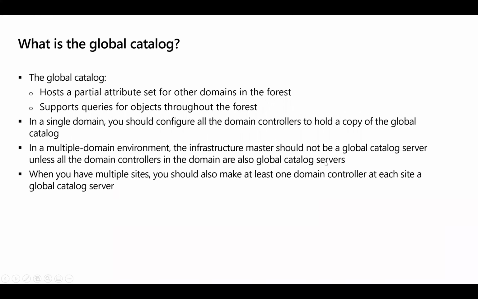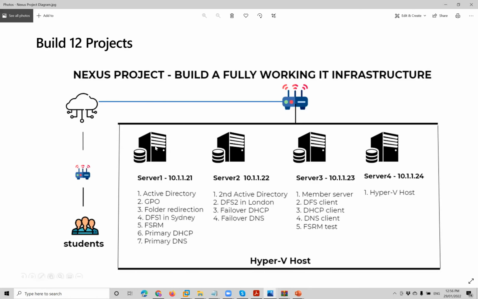Next is the global catalog. The global catalog hosts partial attributes like username, password, address, telephone, contact number. It saves partial attributes from other domains. So let's say, for example, this one is a global catalog.